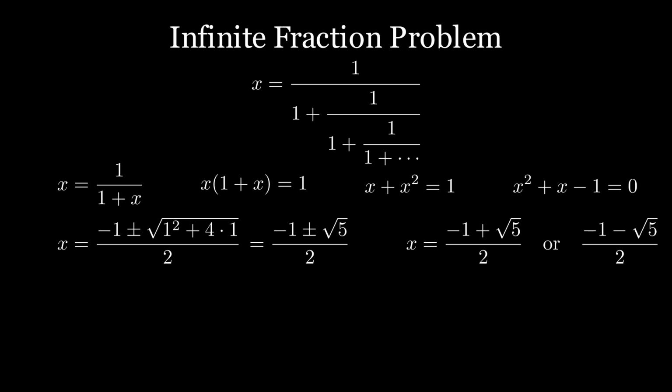So the possible values of x are -1 plus square root 5 over 2, or -1 minus square root 5 over 2. But since x must be positive, the final answer is -1 plus square root 5 over 2.